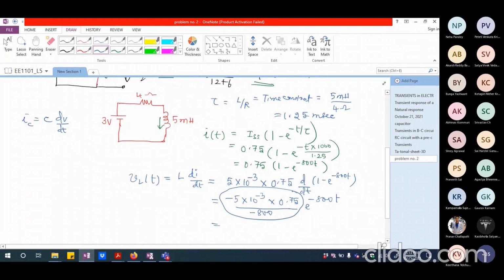Ma'am, for the instantaneous voltage, we can also use VDC e power minus t by tau, right? VDC into e power minus t by tau for the voltage of an inductor in an RL circuit. Yes, you can use that also.